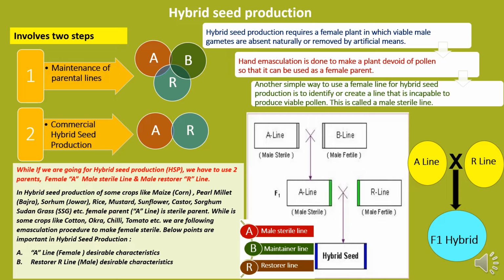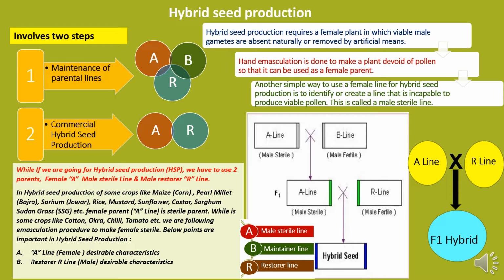Hybrid seed production requires a female plant in which viable male gametes are absent. So these are known as male sterile lines. It may be natural or it is created by removal of the male organs from the flowers. Hand emasculation is also done to make a plant devoid of pollen so that it can be used as a female parent, and this process is used in cotton hybrid seed production and okra seed production, and some other vegetable crops also, where the artificial emasculation process is done.